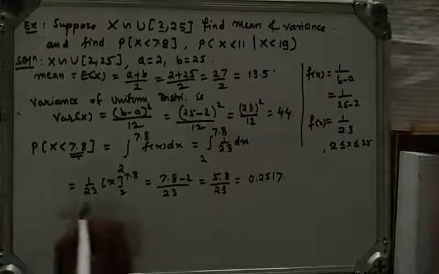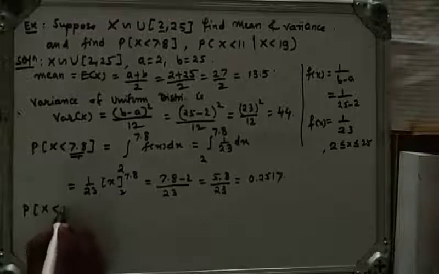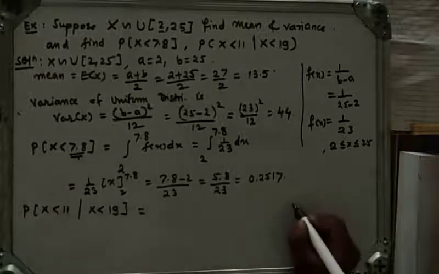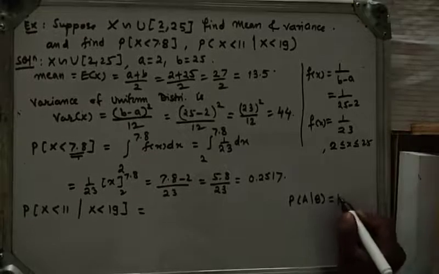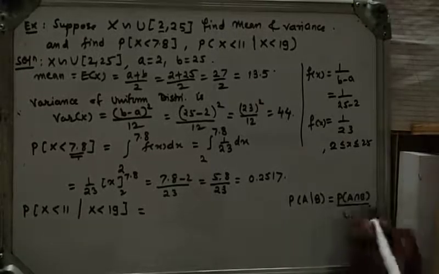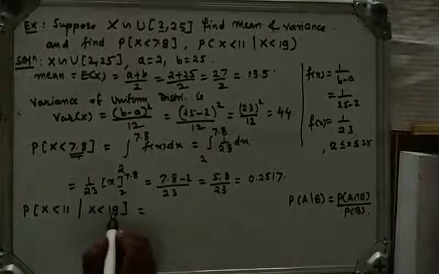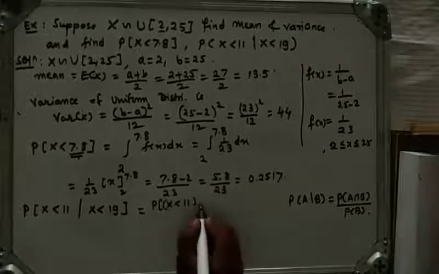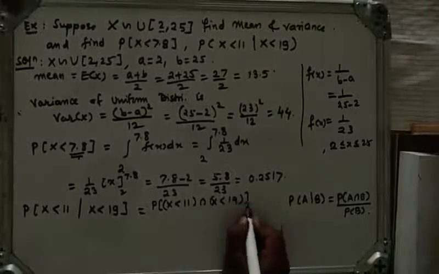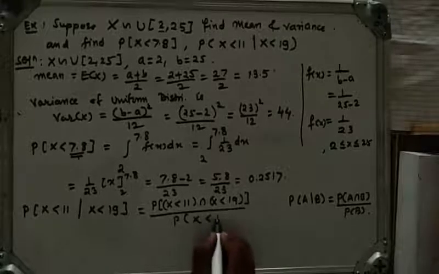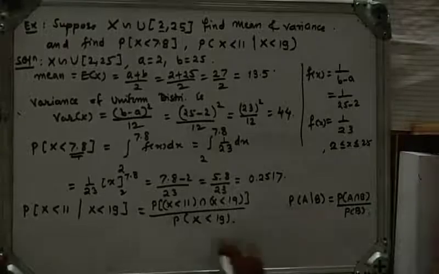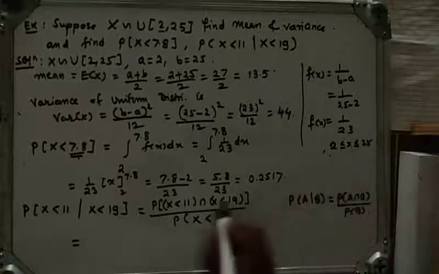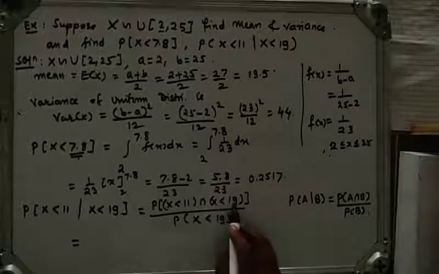Next we have to find the probability of x less than 11 given x less than 19. So let's determine this. We know the formula: probability of a given b is probability of a intersection b upon probability of b. So here we will get probability of x less than 11 intersection x less than 19, divided by probability of x less than 19. We know our interval is 2 to 25.